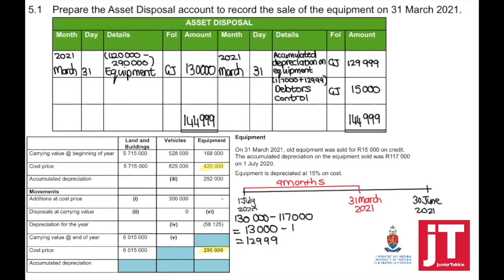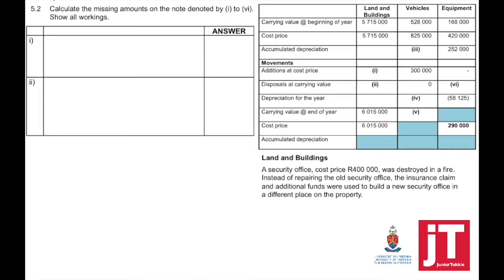If we sold it for more than the book value, it means that we made a profit. For less, it means we made a loss. Here, we've sold it for more than the book value. It means that we made a profit on the sale of the asset, which is $14,999.